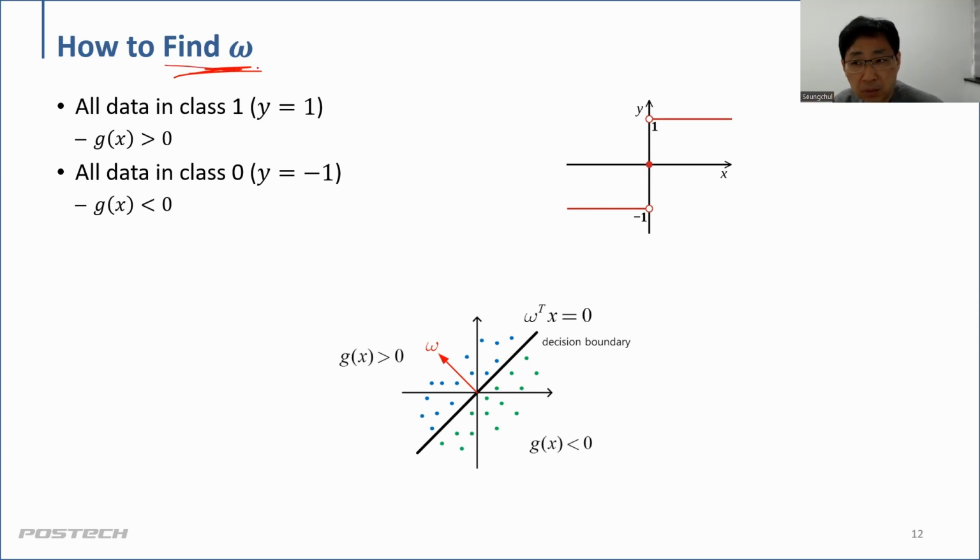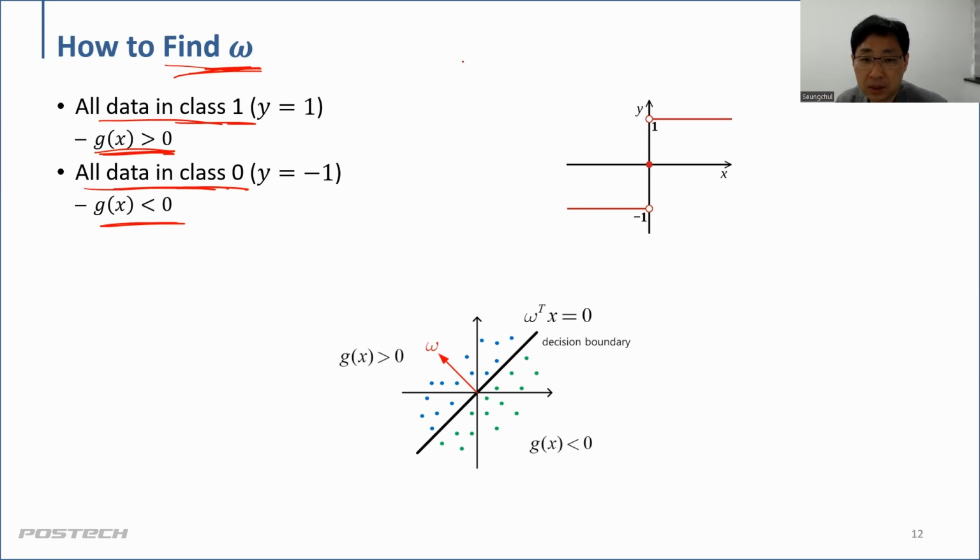Okay, how do you find the omegas? Thinking about all the framework that we predefined so far, if that's binary classification, we have only two classes. All the data in, suppose this is in class 1, will be positive. All the data in the other class should be negative.